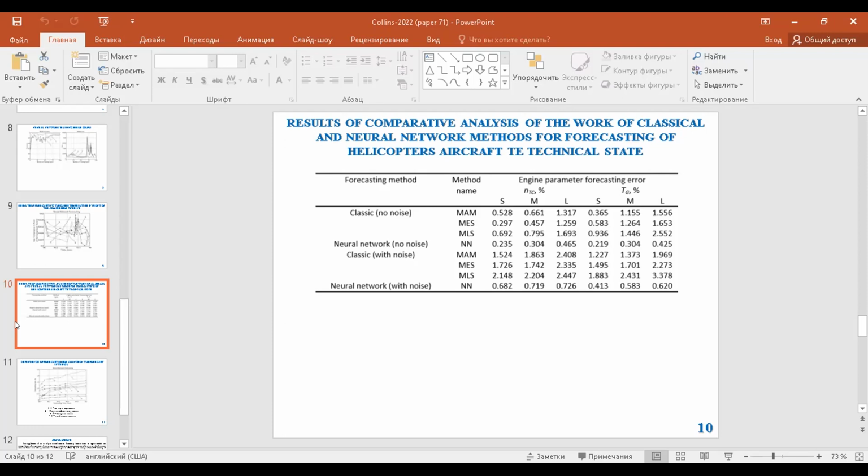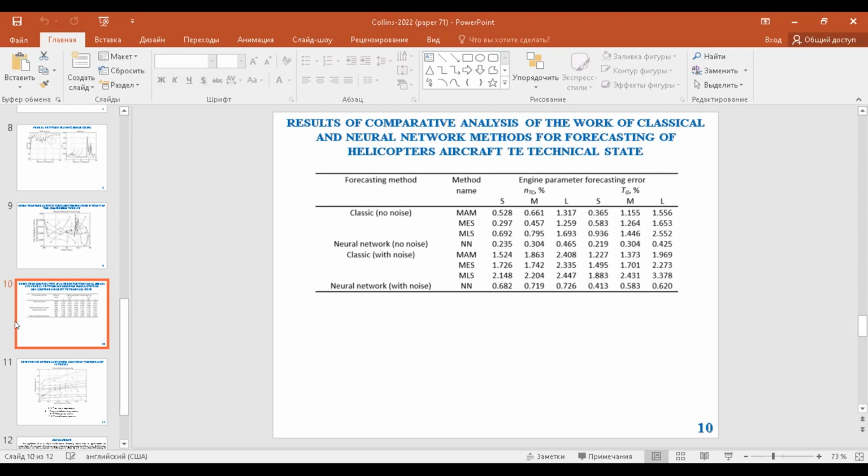In the table, the following designations are used: S, short-term forecast; M, medium-term; L, long-term; MAM, moving average methods; MES, exponential smoothing methods; MLS, least squares methods. The table shows the forecast results for two cases: clean measurements obtained in the absence of additional random noise, and measurements in the presence of additive random interference in the form of white noise.